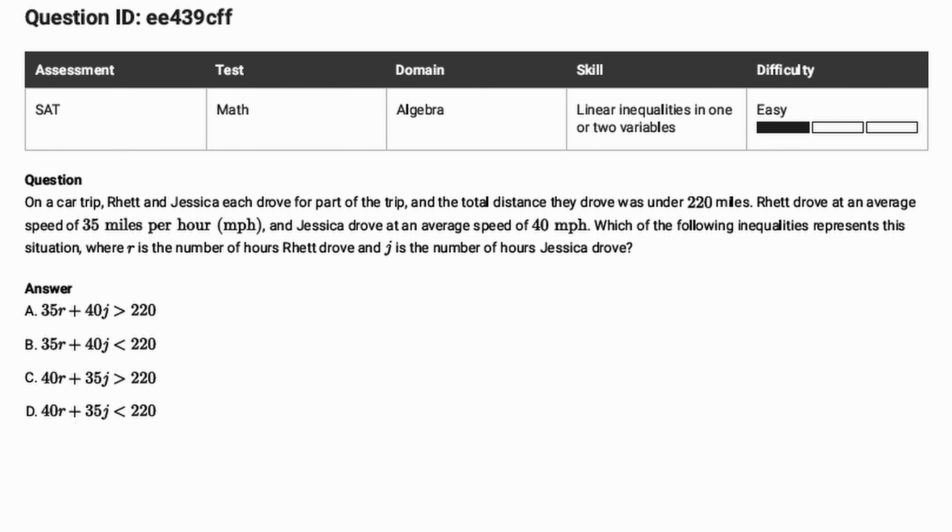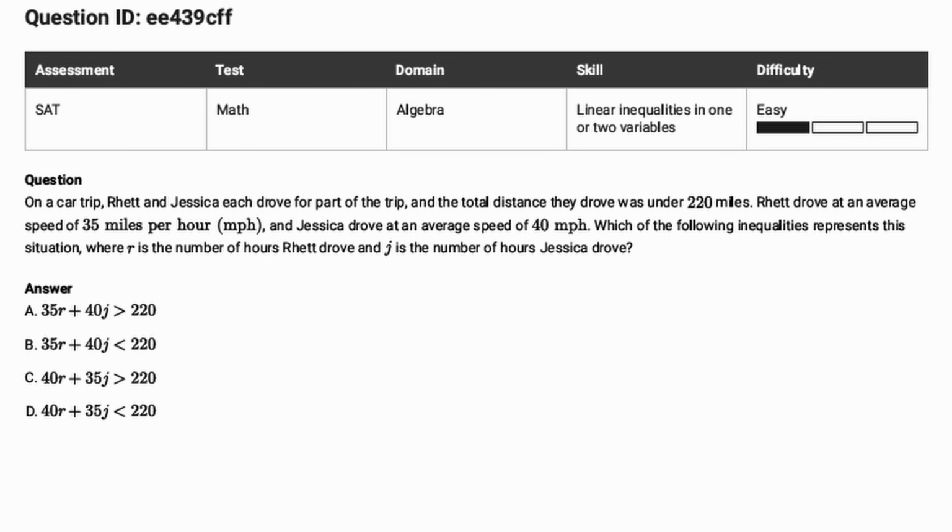All right, so here we've got another word problem. Let's go ahead and read it, and then I'll explain some stuff to you guys. On a car trip, Rhett and Jessica each drove for part of the trip, and the total distance they drove was under 220 miles. Rhett drove at an average speed of 35 miles per hour, and Jessica drove at an average speed of 40 miles per hour. Which of the following inequalities represents the situation where R is the number of hours Rhett drove and J is the number of hours Jessica drove?